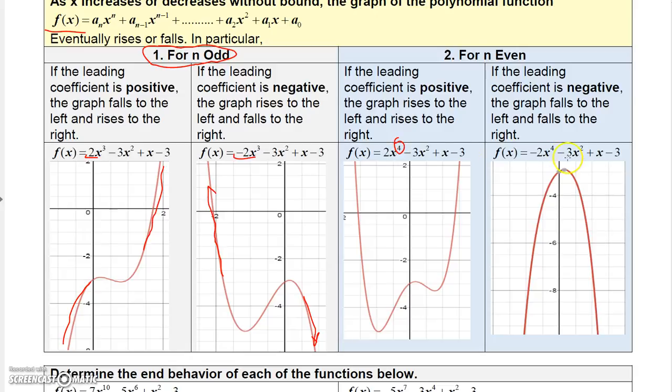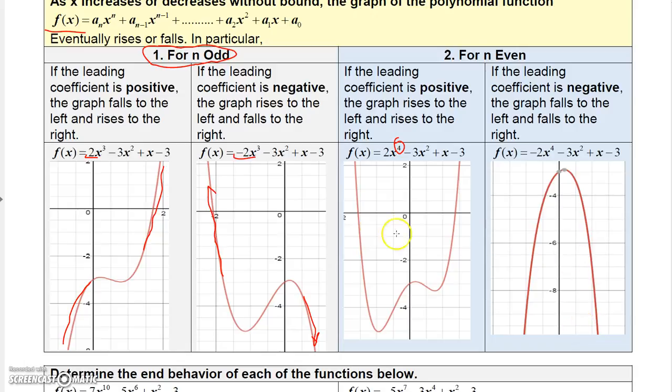Now if you have an even exponent, if n is even, like here both of these have degree 4, if the leading coefficient is positive the graph rises to the left and rises to the right. So it rises on both sides if the coefficient is positive. Now if it's negative, it's eventually going to fall to the left and fall to the right.